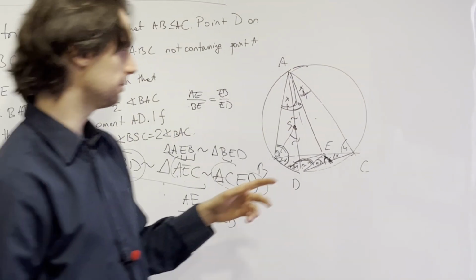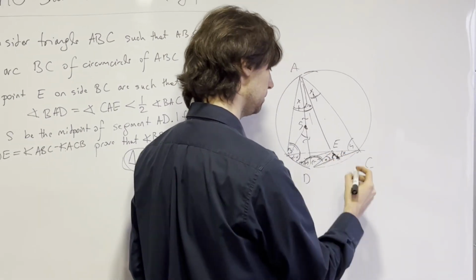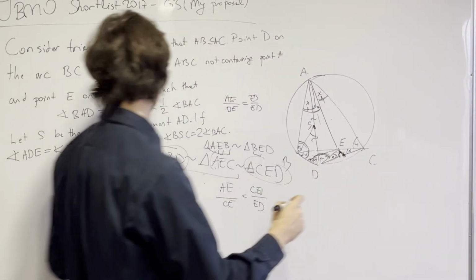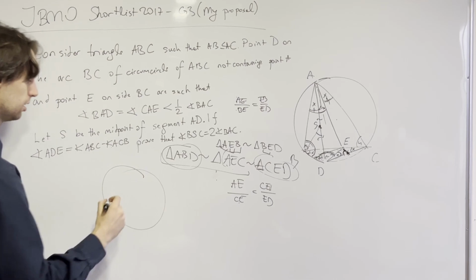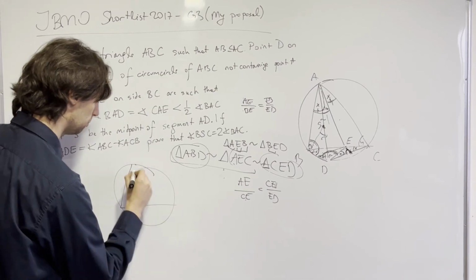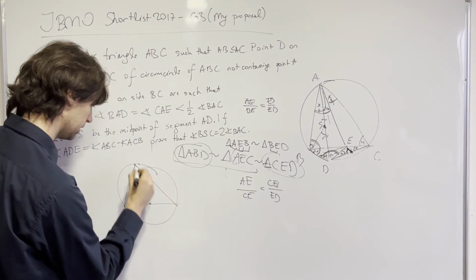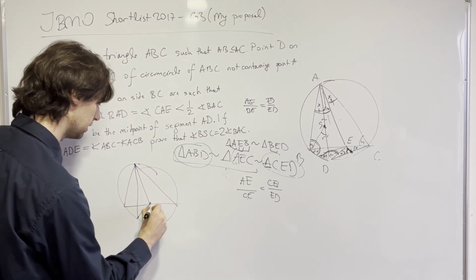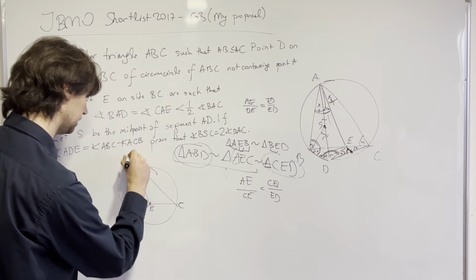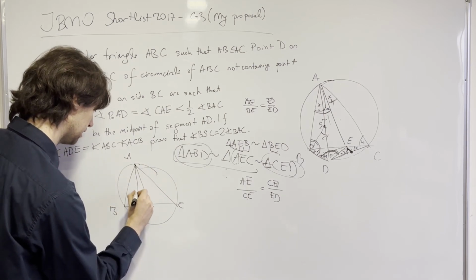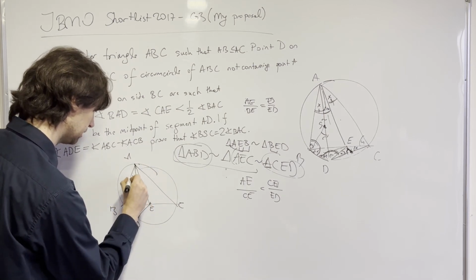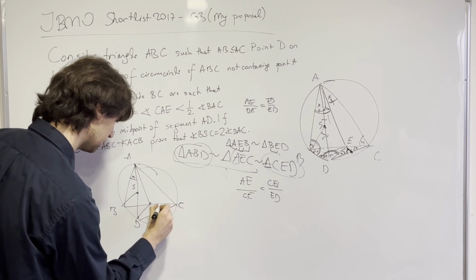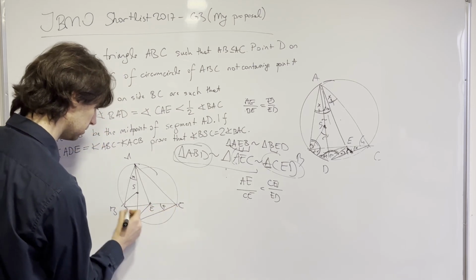So what do we have if we take the midpoint here of CD? Actually, let me draw a diagram. So we have this reflected here: E, D, C, A, B. I take this midpoint, this is X, this is X, this is the big angle.